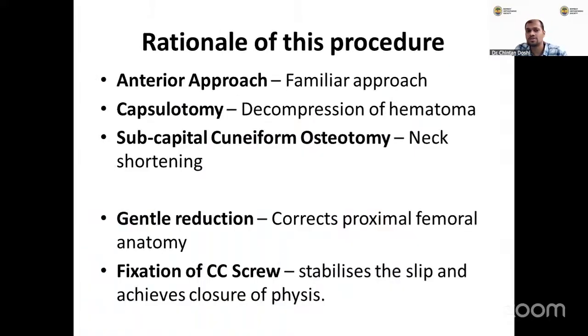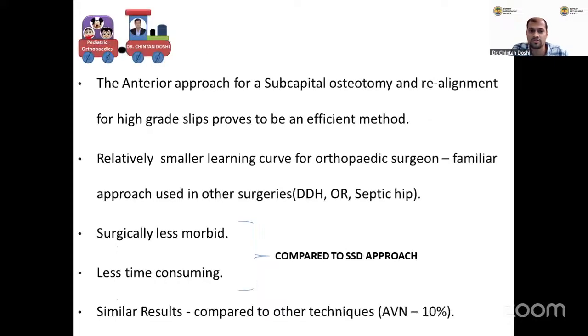So the rationale of using this approach was doing an anterior approach, which is familiar to all general orthopods. We have around 500 of them attending this webinar here. It is not a very steep learning curve like a safe surgical dislocation. Capsulotomy here helps us in decompression of the hematoma. Subcapital cuneiform osteotomy gives us neck shortening. Gentle reduction corrects the proximal femoral anatomy, and then fixation with CC screws stabilizes the slip and achieves earlier closure of the physis, preventing further slip.